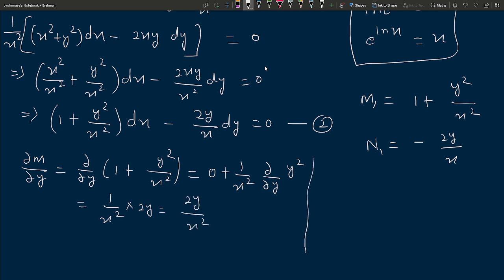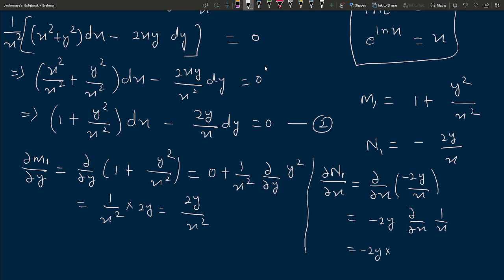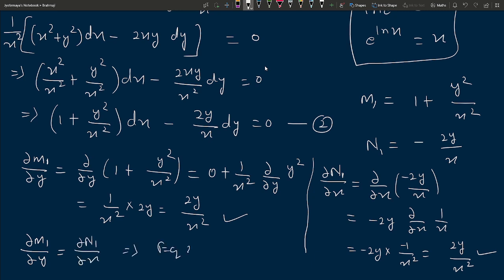Now what is del n by del x? The new n, that is del n1 by del x, is del by del x of n1. What is n1? Minus 2y by x. Now minus 2y is constant, so del by del x of 1 by x. Minus 2y into the derivative of 1 by x, which is minus 1 by x square. So this is also 2y by x square. Here is 2y by x square, and here is 2y by x square. Hence del m1 by del y is equal to del n1 by del x, which implies equation 2 is exact.